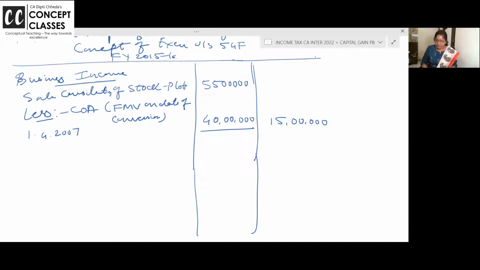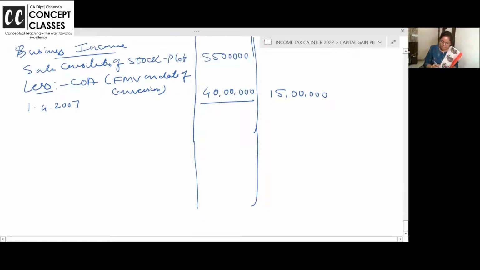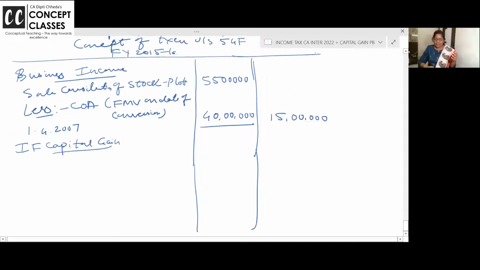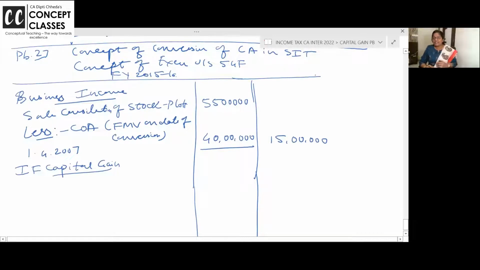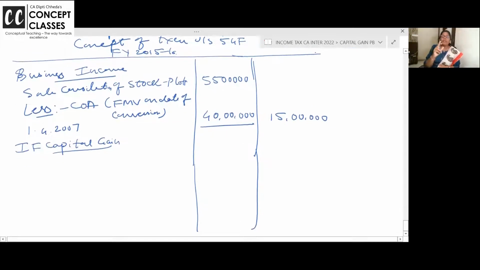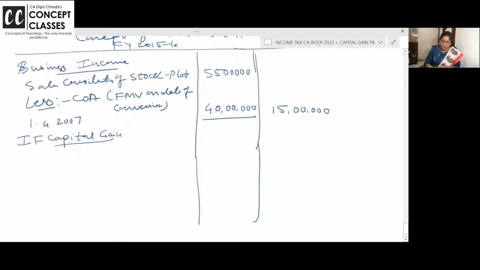Sale consideration 55 lakhs. Cost of acquisition 40 lakhs, business income. Now, income from capital gain. I know that capital gain has come first in 2007, and in 15-16 it's business income. But why am I paying in 15-16? Right now, in 2007, I just converted it into stock in trade. Stock in trade should be sold first, no? Two concepts are there. 54F also I'll work out and show you here.